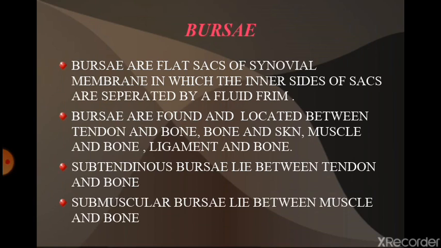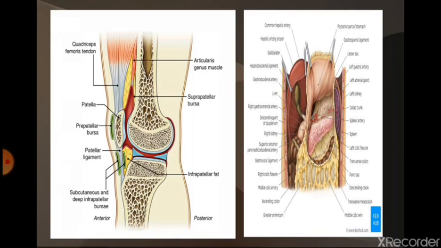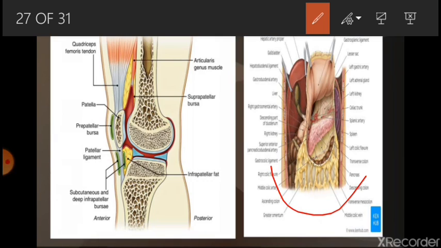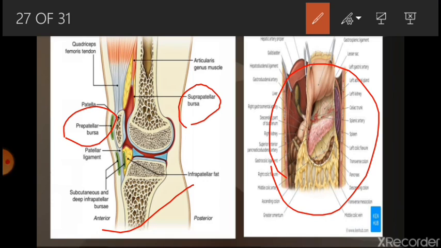Bursa. Bursae are flat sacs of synovial membrane in which the inner sides of the sac are separated by a fluid film. Bursae are located between tendon and bone, bone and skin, muscle and bone, ligament and bone. Subtendinous bursae lie between tendon and bone. Submuscular bursae lie between muscle and bone. This is the structure of a typical bursa. This is an example of bursae in a knee. As you can see, the prepatellar bursa, suprapatellar bursa, and infrapatellar fat pad are present.